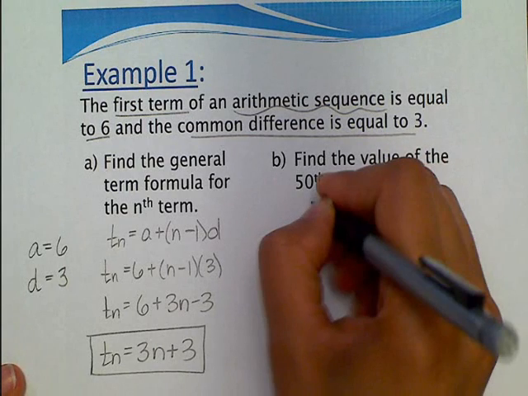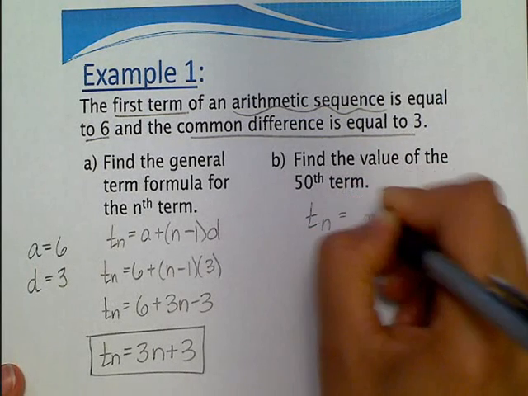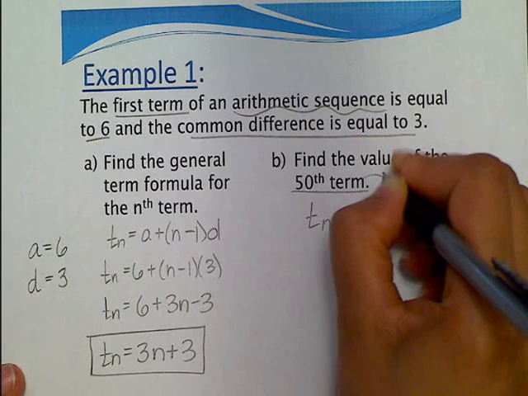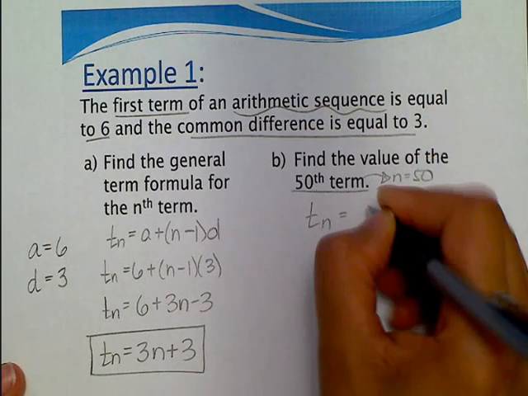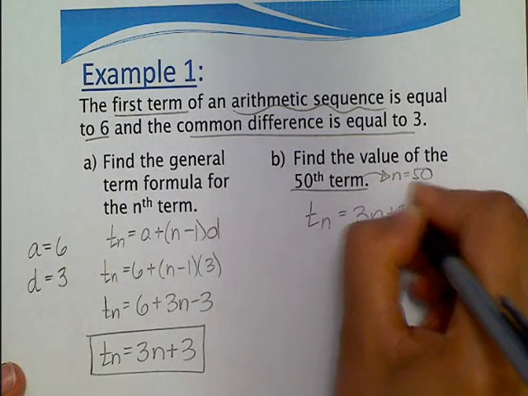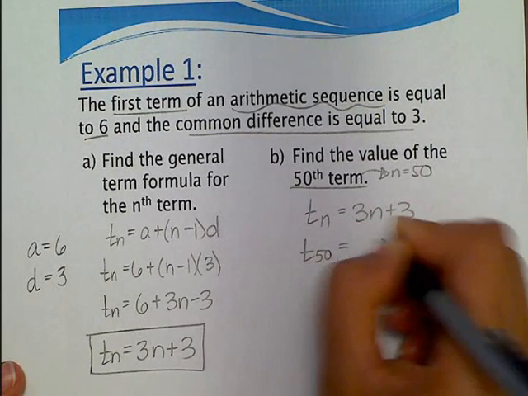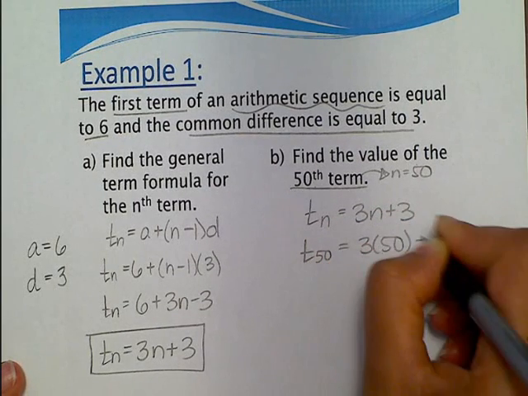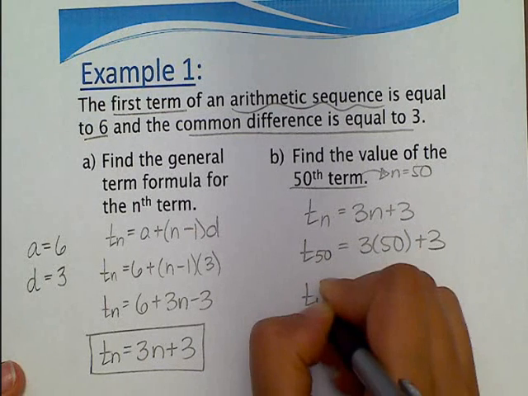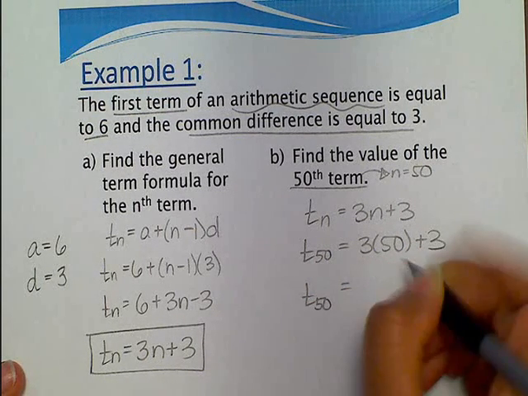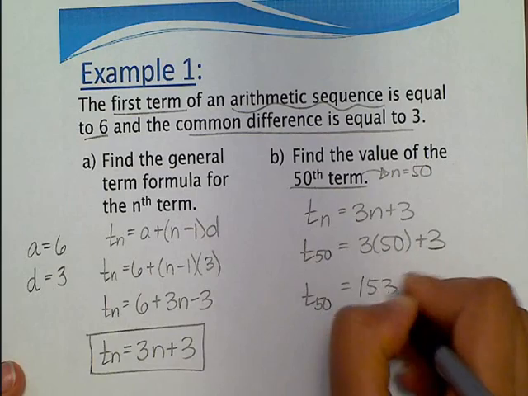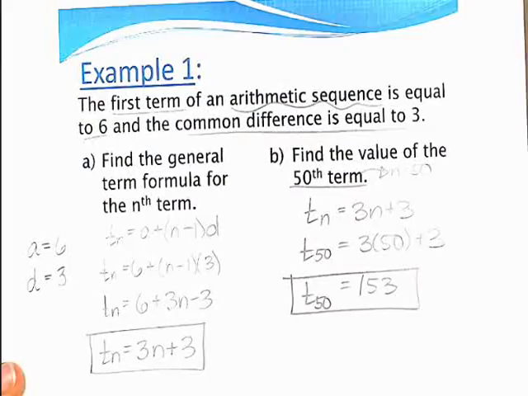And then it says find the value of the 50th term. So if I want to know what the 50th term is, then this means that this is a value of n that's given. So n is going to be equal to 50. And so if I try to find the 50th term, I'm going to replace n with 50. And then just evaluate it from there. So I get the 50th term is equal to 153.